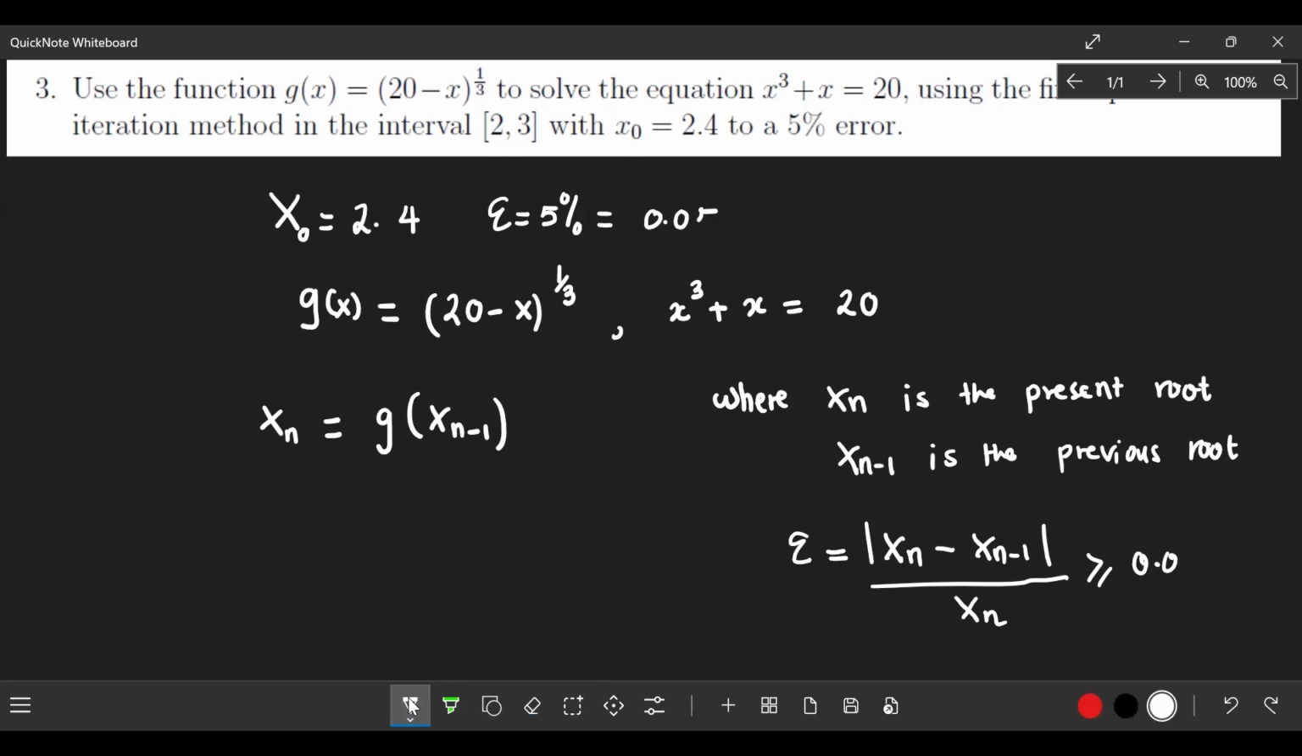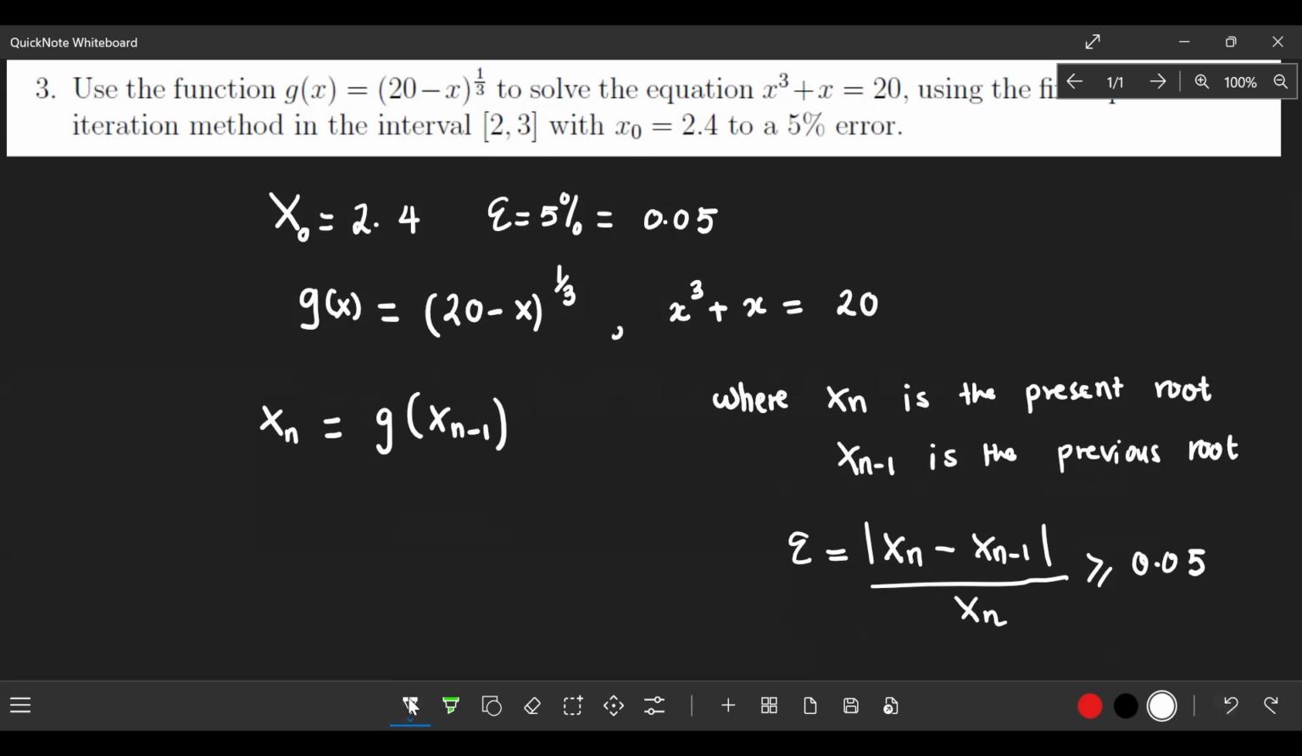So we stop when the error is less than or equal to 0.05. Now, the function we are trying to use, g of x equal to 20 minus x to the power 1 over 3, actually comes from this equation. If you solve for x cubed, you take x to the other side of the equation, so you're going to have 20 minus x, and then take the cube root of that, and you end up with this.